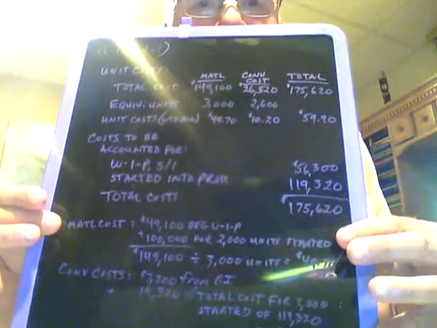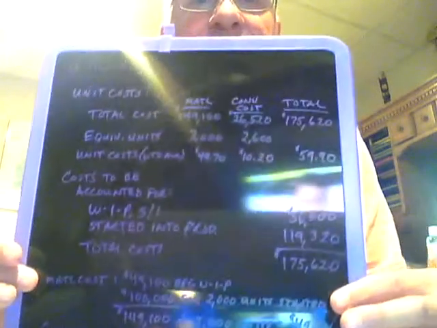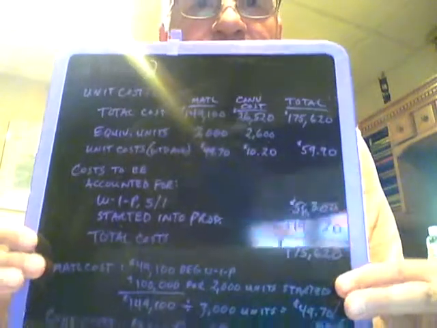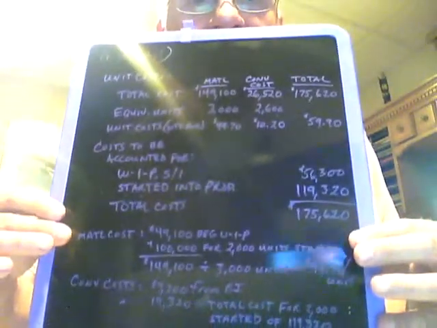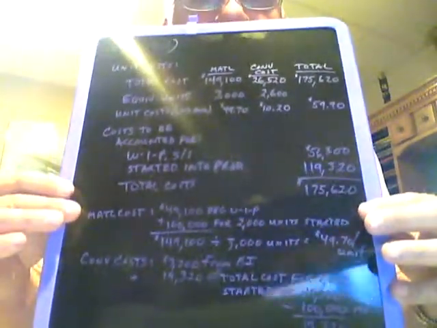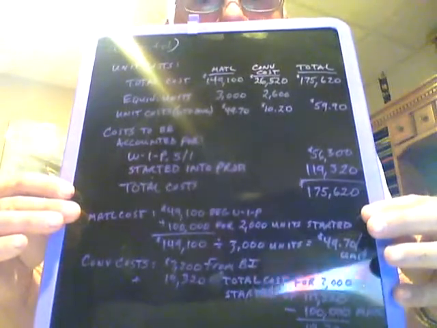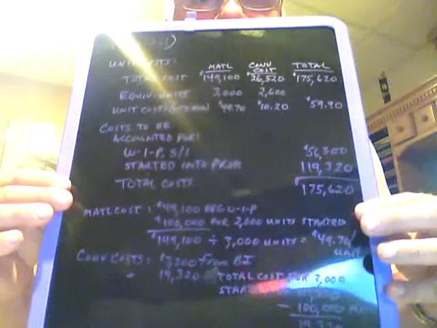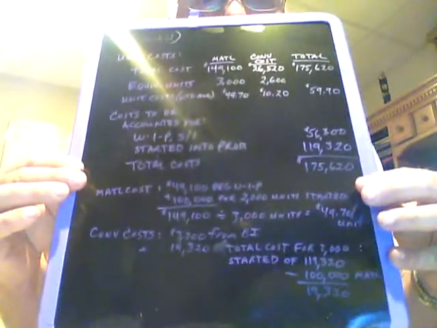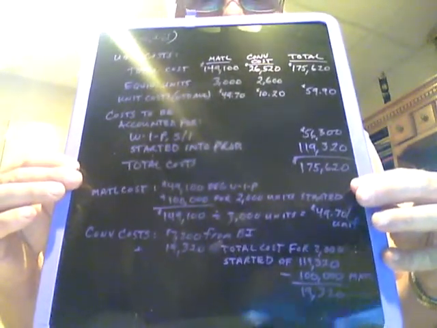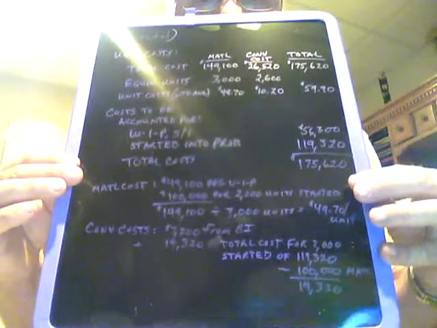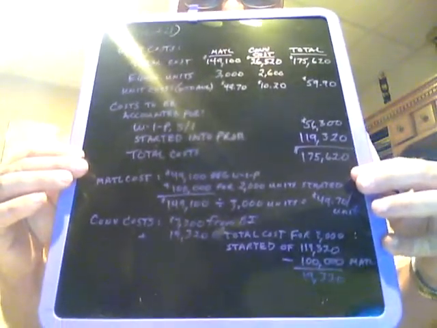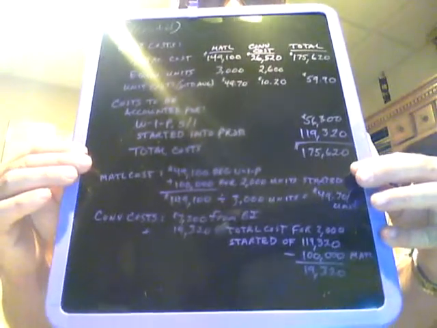So that adds to a total of about $149,100. Now the conversion cost of $26,520 consists of the amount of $7,200 from the beginning work in process inventory again that was given to us. Then you have to do a little deduction on the other piece of it, the $19,320, because you were given that the total cost of the units put into production of 2,000 was $119,320.